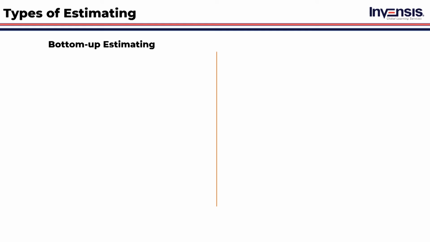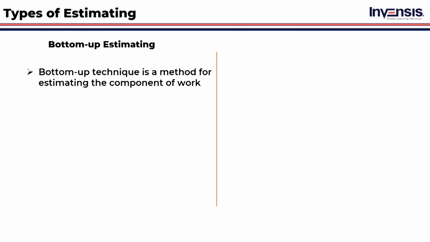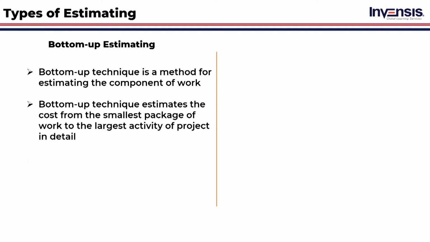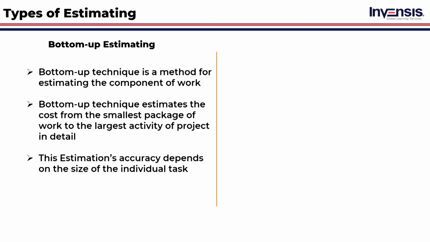Then we have bottom-up estimation. The bottom-up technique is a method for estimating the components of work. This technique estimates the cost from the smallest package of work to the largest activity of a project in detail. This estimation's accuracy depends on the size of the individual task.